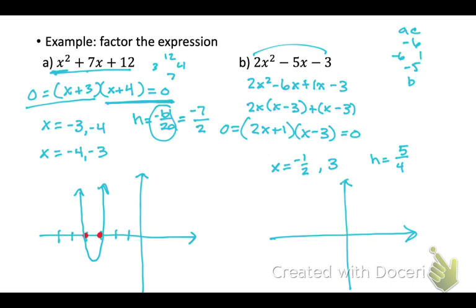Okay, so -1/2 and 3. Open up or down? That'd be up. And the vertex is 5/4, so 1 1/4. So somewhere like here, right? Can I calculate it if I want to? Sure. Oh, I also know the y-intercept's what? Easy. What's the y-intercept?